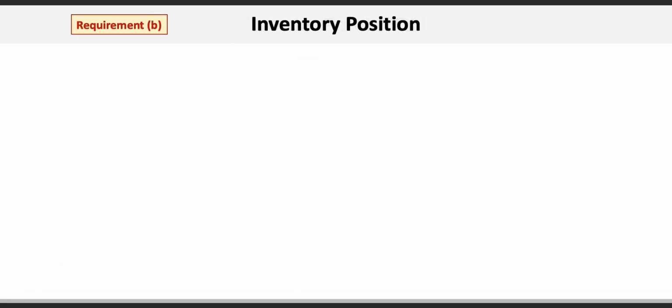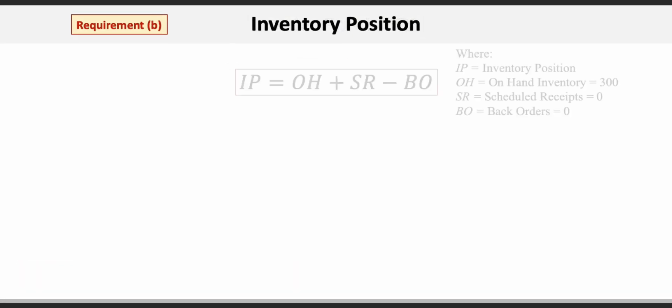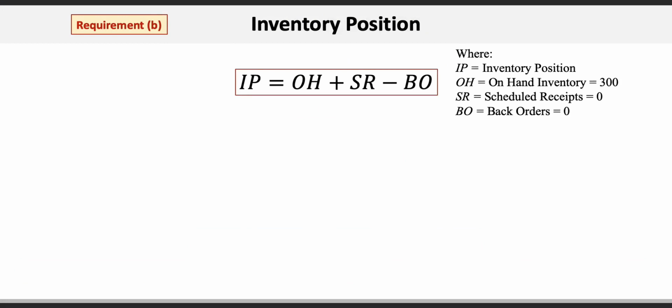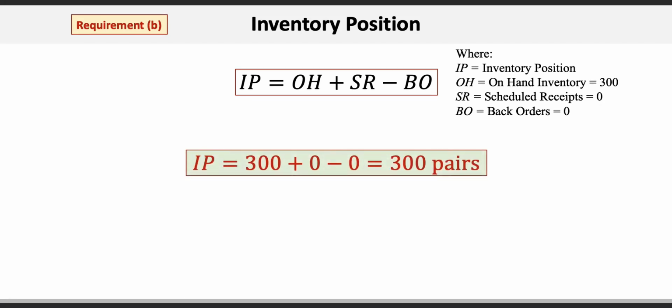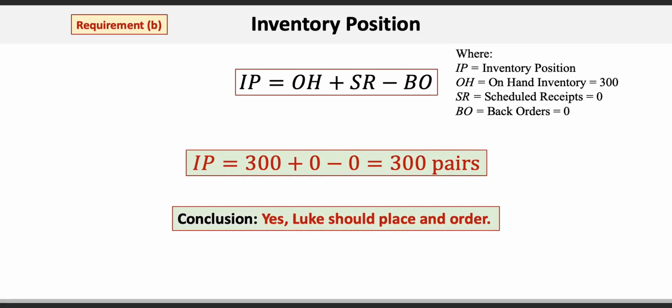Now on to requirement B, where we need to determine if Luke should place an order. In this part, we're basically asked to determine the inventory position, the formula for which is inventory position IP equals on-hand inventory OH plus scheduled receipts SR minus back orders BO. There are 300 units on hand and no scheduled receipts or back orders. Therefore, IP equals 300 plus 0 minus 0 is 300 pairs. The conclusion here is that yes, Luke should place an order, and the reason why is because the current inventory position does not include the desired safety stock of 142.46 or 143 pairs of shoes.